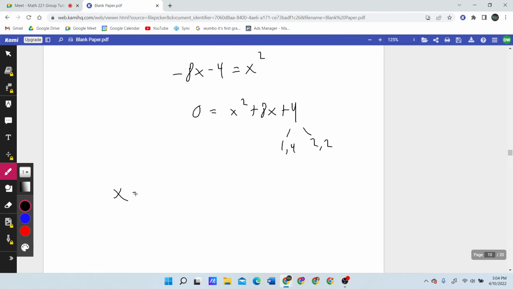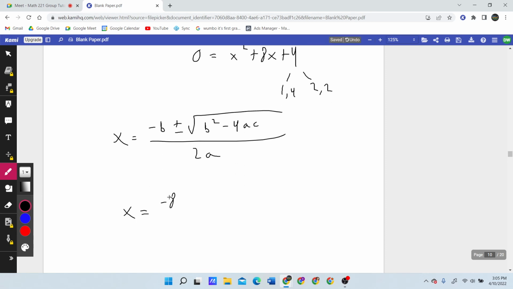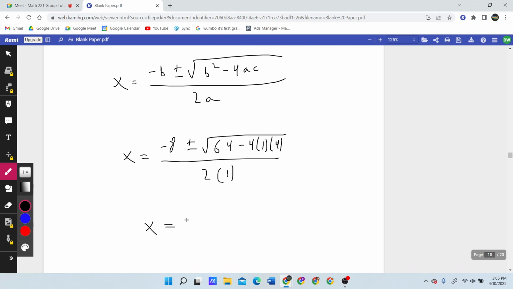If you remember, the quadratic formula said x equals negative b plus or minus the square root of b squared minus 4ac, all over 2a. So here's what I'm going to say. x equals negative 8 plus or minus the square root of 8 squared, which is 64, minus 4 times 1 times 4, all divided by 2 times a, which is also 1. I would get x equals negative 8 plus or minus the square root of 64 minus 16, which is 48. I don't know what the square root of 48 is, but it's close to 6.9. So plus or minus 6.9 divided by 2.